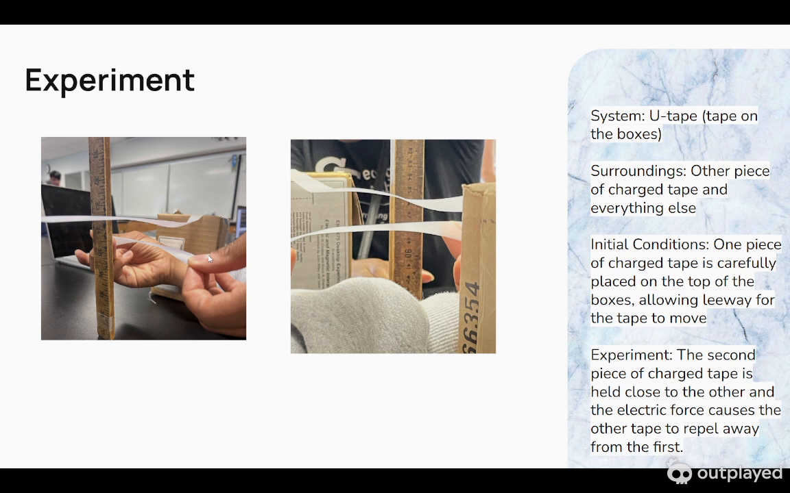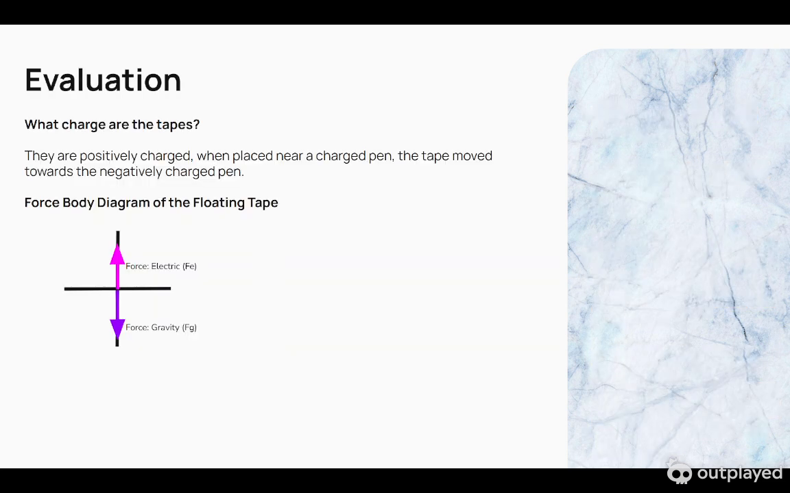Initial conditions: one piece of charged tape is carefully placed on top of the boxes, allowing leeway for the tape to move. And then for the experiment, the second piece of charged tape is held close to the other, and the electric force causes the other tape to repel away from the first. Evaluations: what are the charges of the tape? They are both positively charged, and when placed near a charged pen, the tape moved towards the negatively charged pen.